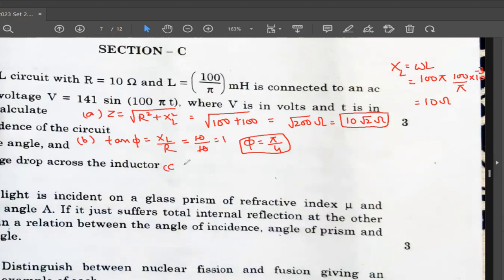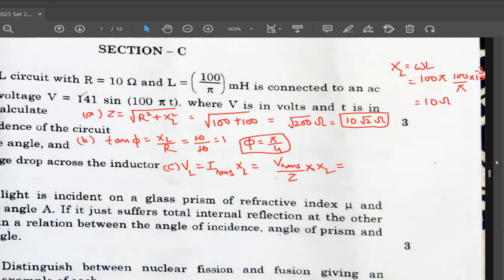Voltage drop across the inductor. That is, you have to find out VL. VL will be equal to IRMS into XL. Now IRMS is VRMS upon Z, into XL. This is the sign of multiplication into XL. Okay, now VRMS is V naught upon root 2.